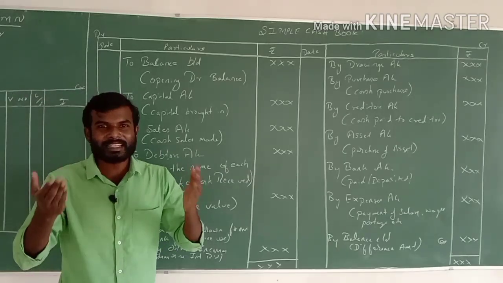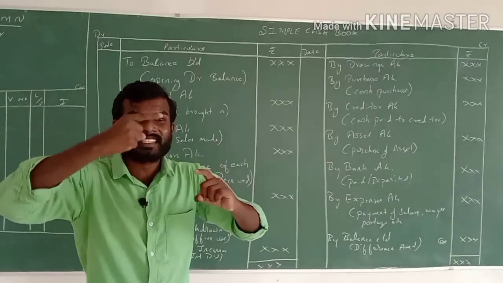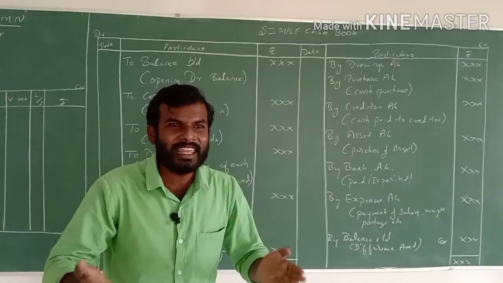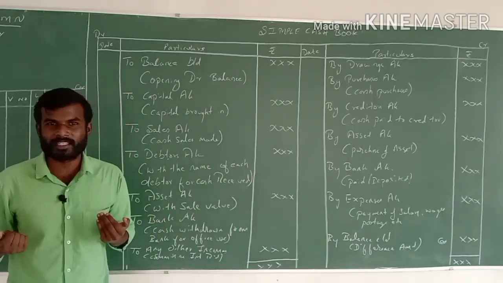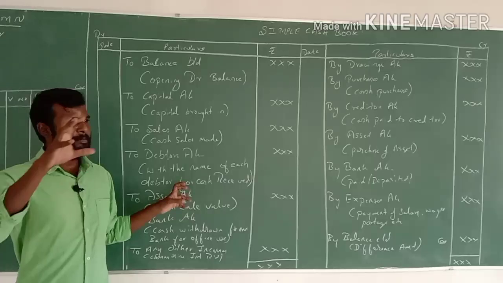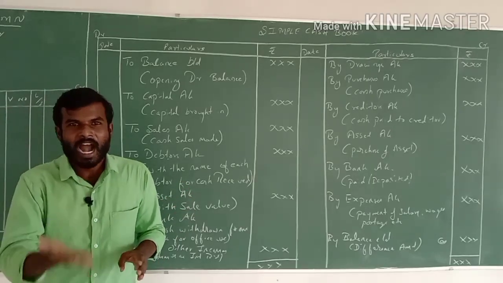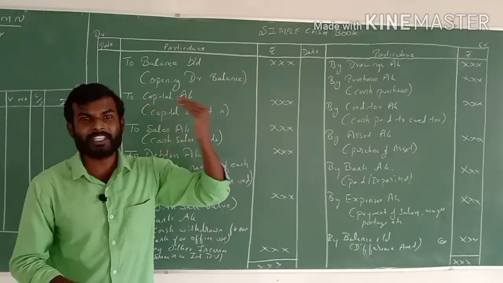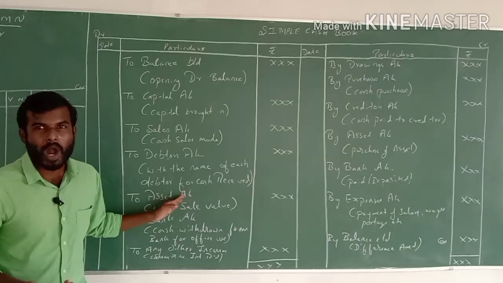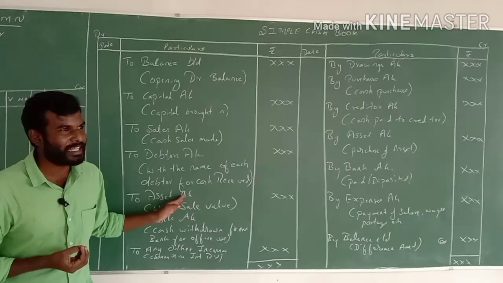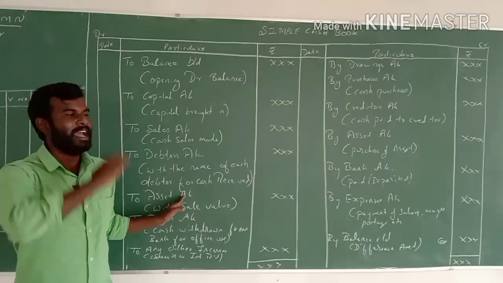Next is to asset account. When we receive from an asset, that should be considered. Whenever we sell the asset, automatically our balance will be increasing. How does the balance increase whenever we sell the asset? For example, a machinery worth rupees 50,000 is sold out. Then automatically our cash balance of rupees 50,000 will increase. So that will be considered as to asset account. Why? Because debit increases in the cash, because cash is an asset account.